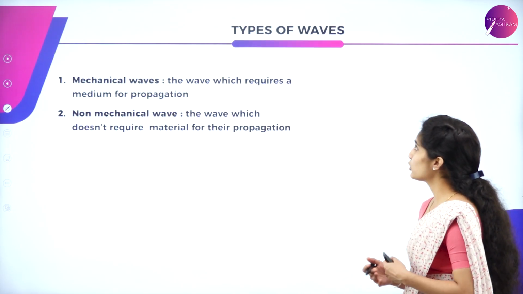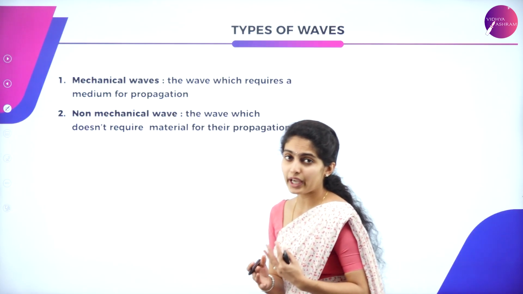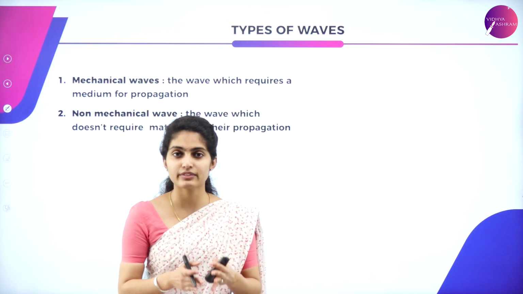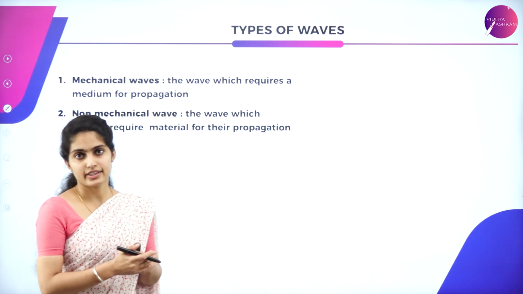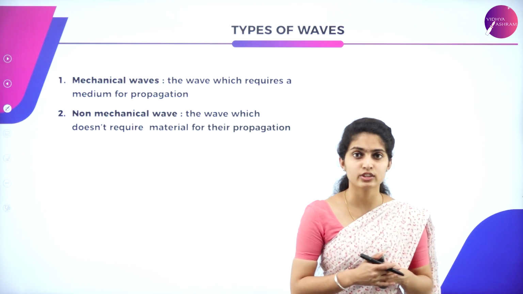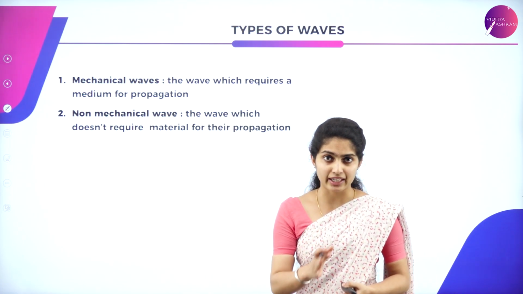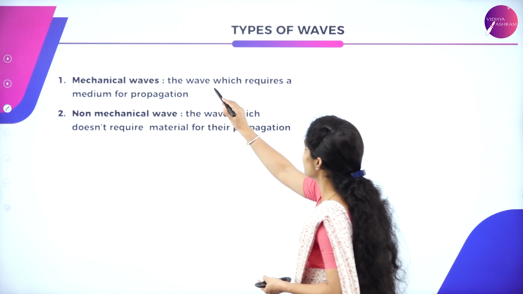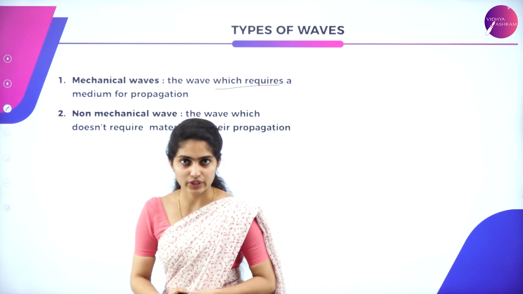So what are the types of waves? So there are two types of waves. One is mechanical waves and another one is non-mechanical waves. So what is the difference between mechanical waves and non-mechanical waves? So here in this case, in mechanical waves, the wave requires a medium for propagation.